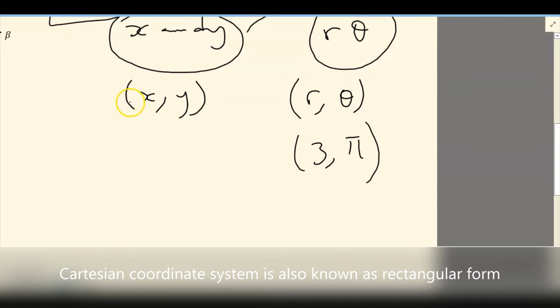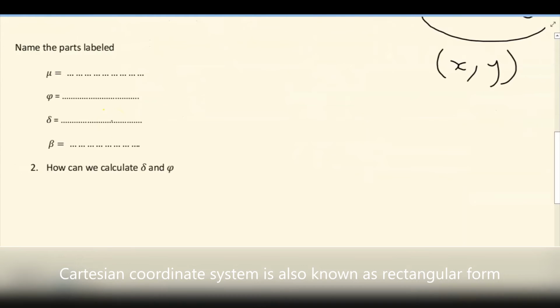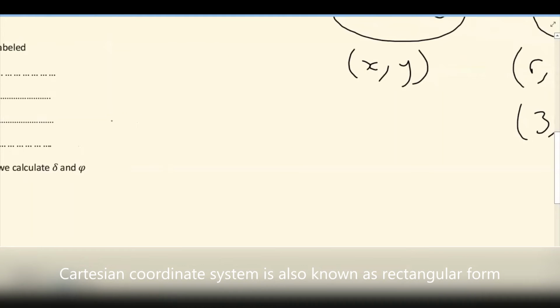So now let's look at an example, right? Let's look at an example right here. I'll just write example.